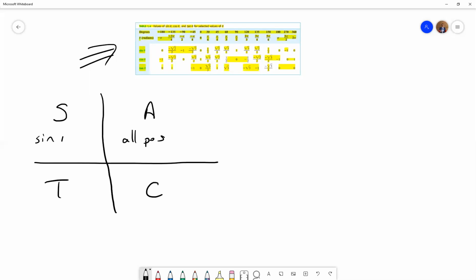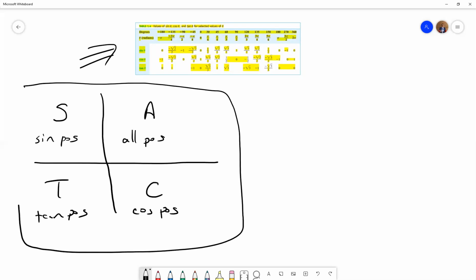Here only sinus positive. Here only tangent positive, and here only cosinus positive. So if you somehow memorize these things, you can easily understand where the positive ones are. Let's give an example here.